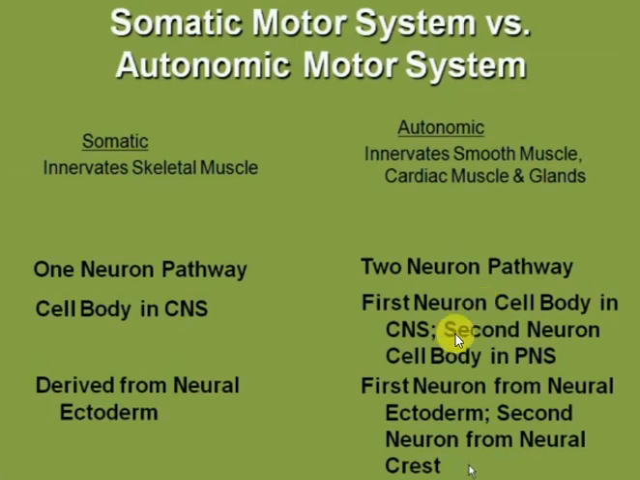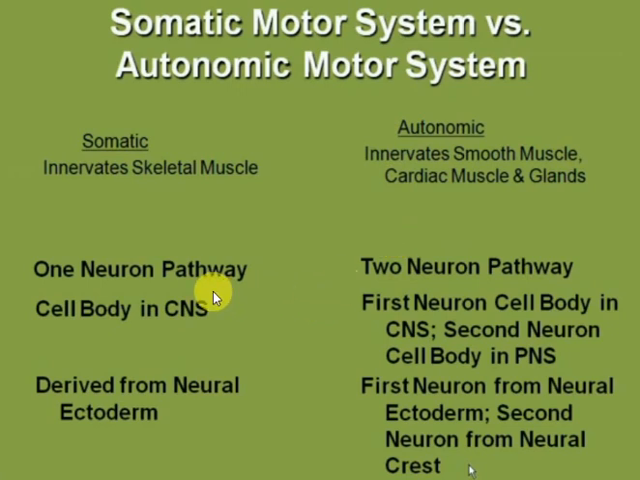The correct distinction is based upon what end organ is being innervated. As you can see here, the somatic motor system innervates skeletal muscle. It always innervates skeletal muscle. The end organ is the skeletal muscle, and that is always true. And the autonomic nervous system innervates smooth muscle, cardiac muscle, and glands, and that is always true. So that is the correct distinction.